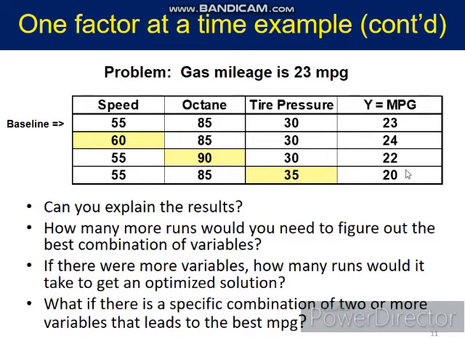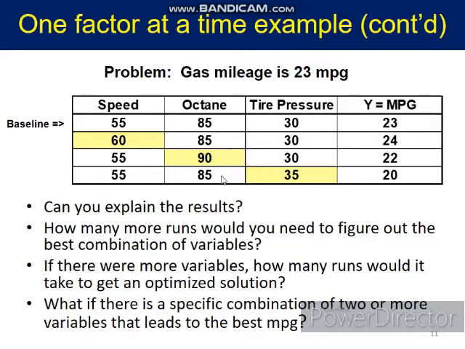So based on this, what are your conclusions? Your conclusion might be that the best setting out of this particular experiment is to set my speed at 60 miles per hour, octane at 85, and tire pressure at 30 psi. And out of that, I can improve the miles per gallon of the car to 24. So it's an improvement of 1 mile per gallon. Right? So that's how we might explain the result. But how many more runs would you need to figure out the best combination of variables?